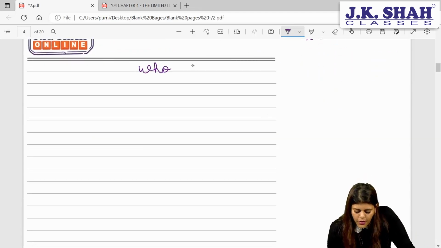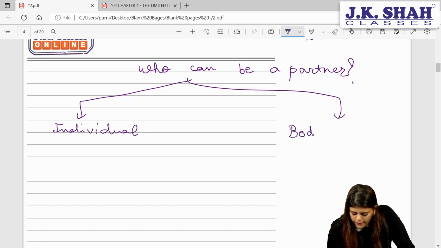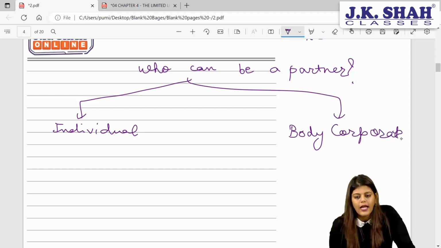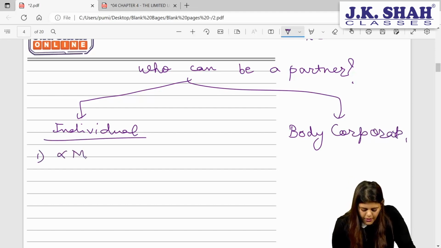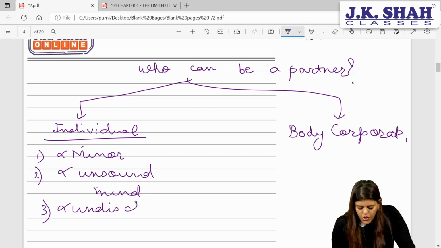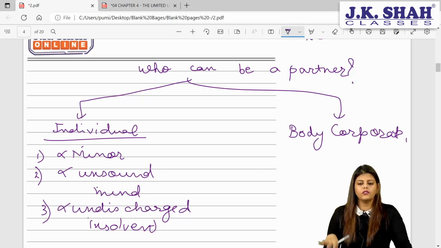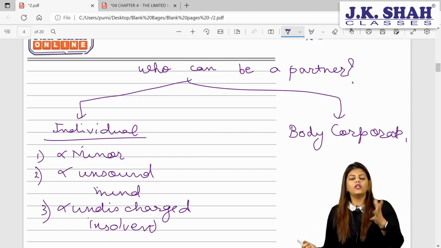Next question. Who can be a partner? Either he can be an individual or he can be a body corporate. Individual means a person like us, a natural person. Anyone is fine, but he should not be a minor. He should not be of unsound mind. He should not be declared insolvent, or he should not be an undischarged insolvent. Now what do you mean by undischarged insolvent? Listen carefully. An insolvent who has not yet been declared solvent. Again, an insolvent who is not yet declared solvent. Meaning if you are still insolvent, you cannot become a partner.